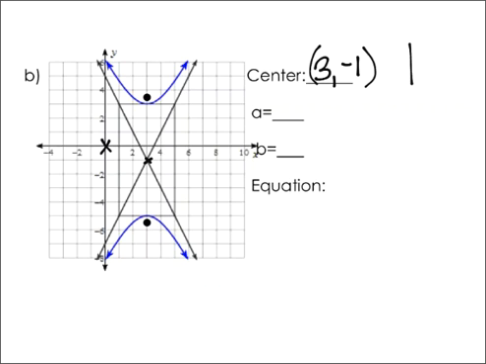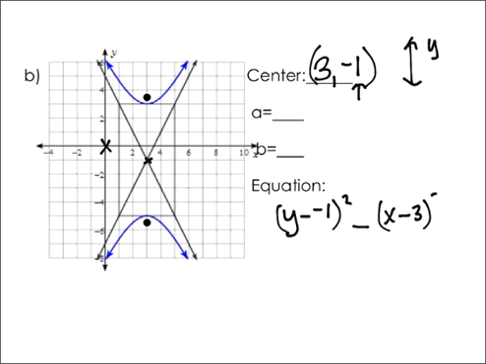This hyperbola is opening up and down, so that tells me that y's go up and down, the y-axis, so the y is going to be first. So I can go ahead and start my equation here. I've got y minus my y value, which is negative 1, squared, minus x minus 3 squared. Both of these are going to be over a squared and b squared values. We don't know those yet, but it equals 1.